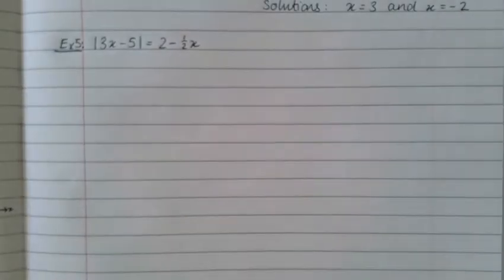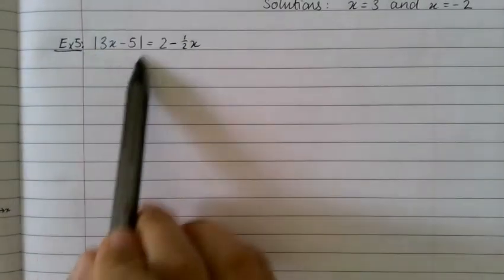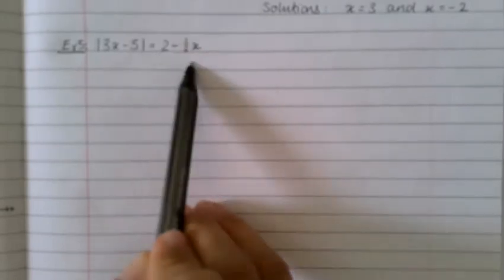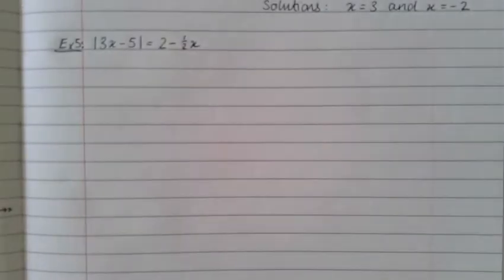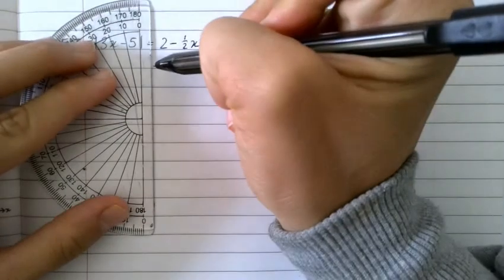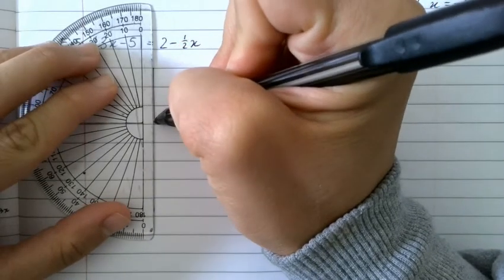And we're going to follow the same method as example 4. We're going to plot y equals the modulus of 3x take away 5. We're going to plot y equals 2 take away a half x. We'll look at the intersection points and solve the equations. And hopefully it's as quick and easy as I just described. So we'll get some axes drawn.